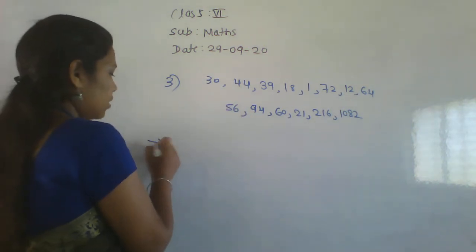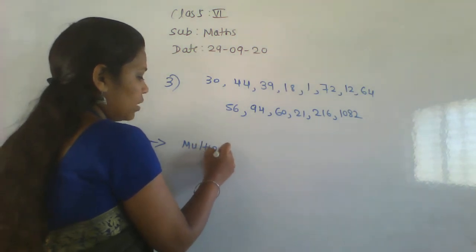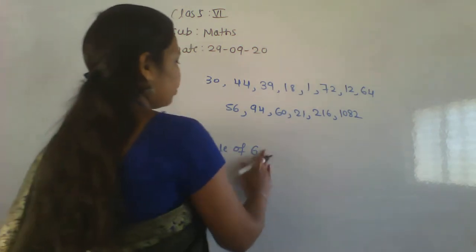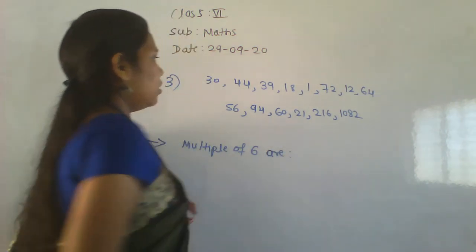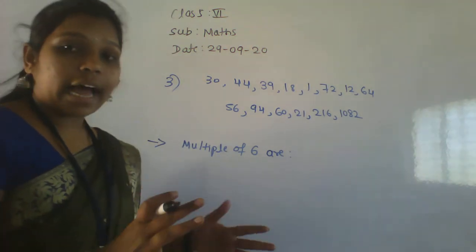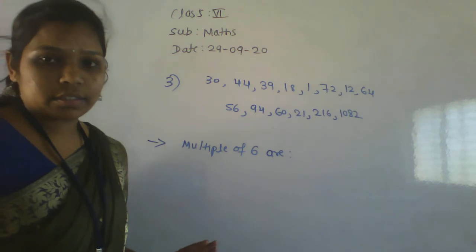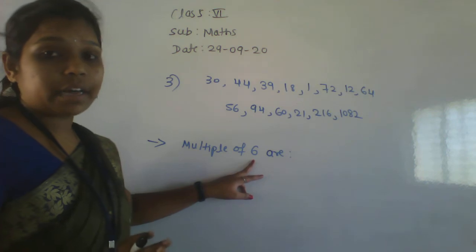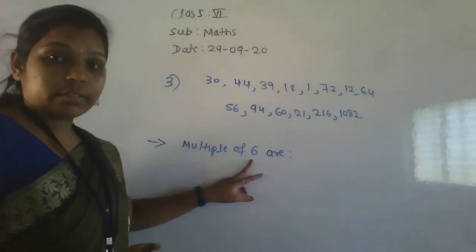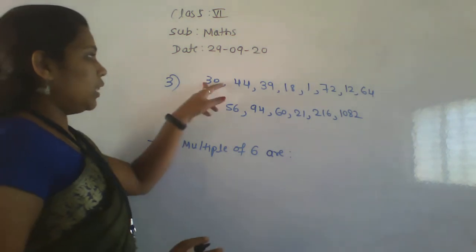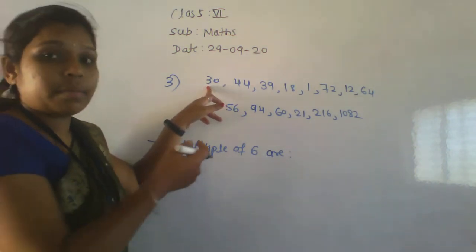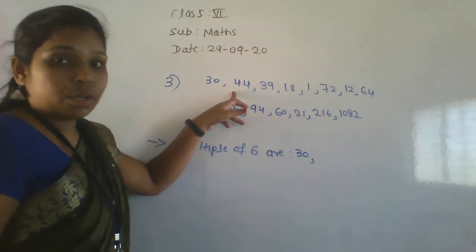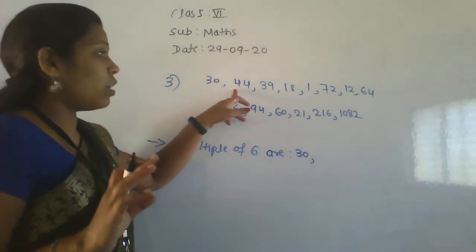Multiple of 6 means the numbers which are divisible by 6. It's understood. Okay. So which numbers are divided by 6, those are called multiples of 6. So here 30. 30 is divided by 6. Yes, it is a multiple of 6. Next 44. Whether 44 is divided by 6? No, we'll get a remainder of 2, right? So it is not a multiple of 6.